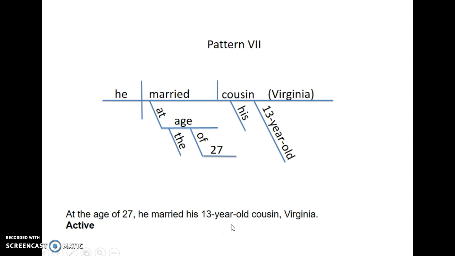At the age of 27, he married his 13-year-old cousin Virginia. I won't even comment on that. Let's start with the main sentence: he married, subject, verb. He married whom? His cousin is the noun. Virginia is her name, and that's just clarifying cousin. So this is functioning as an appositive. It follows that direct object in parentheses. And then we just put the modifiers. His and 13-year-old are modifying cousin. At the age of 27 is a prepositional phrase that's answering the question when. So an adverb underneath the verb.